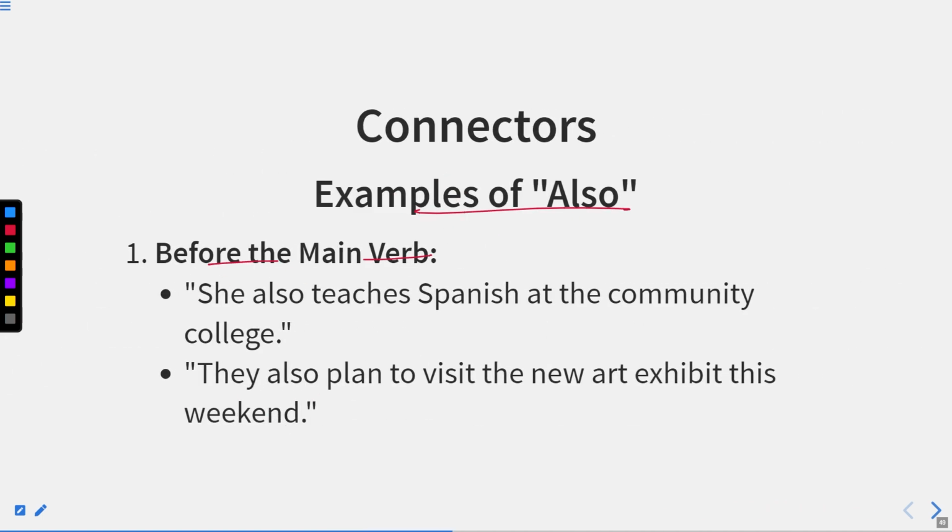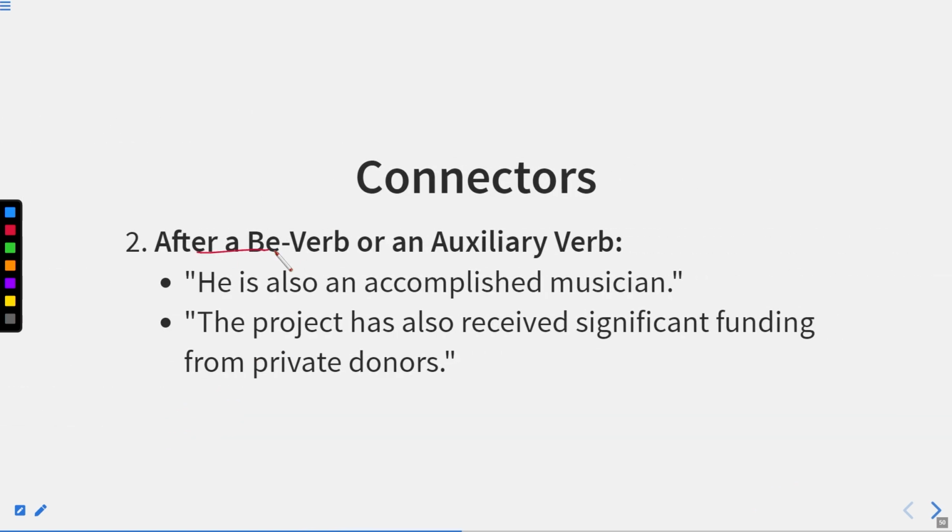Examples of also before the main verb. She also teaches Spanish at the community college. They also plan to visit the new art exhibit this weekend. After a be verb or an auxiliary verb: he is also an accomplished musician. Maybe he is something else as well.